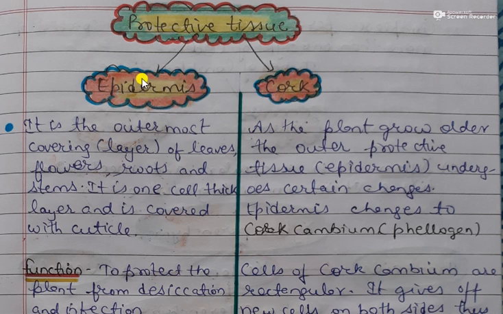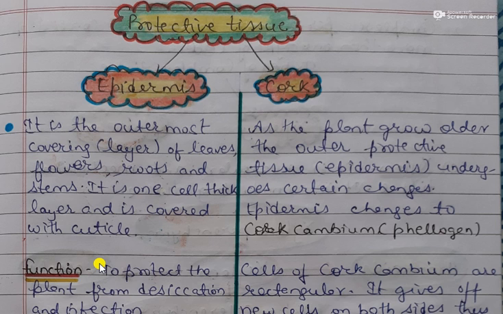Protective tissue means the tissue which provide protection to the various parts of plant. So epidermis and cork, these are the protective tissue in a plant. Epidermis is the outermost covering of leaves, flowers, roots and stems. It is one cell thick, it means it is made up of single layer of cells and it is covered with a cuticle. Cuticle is a waxy substance.